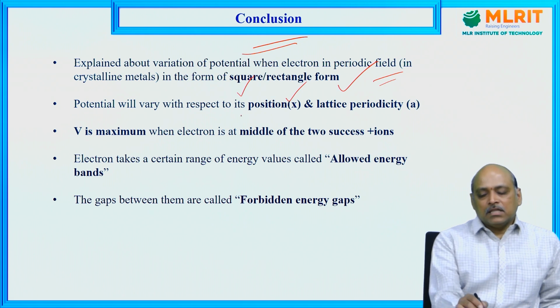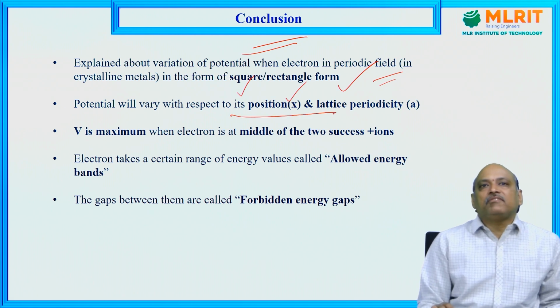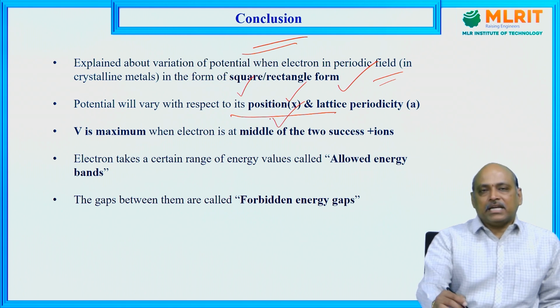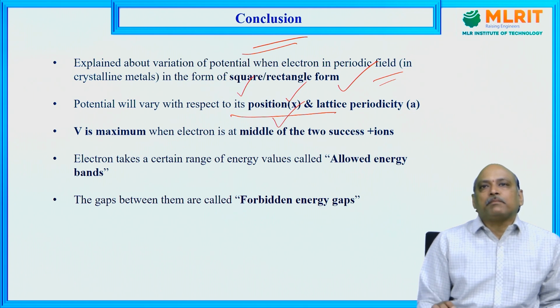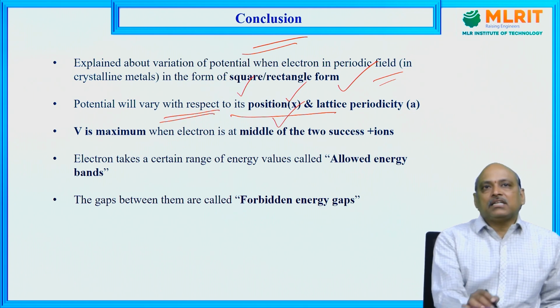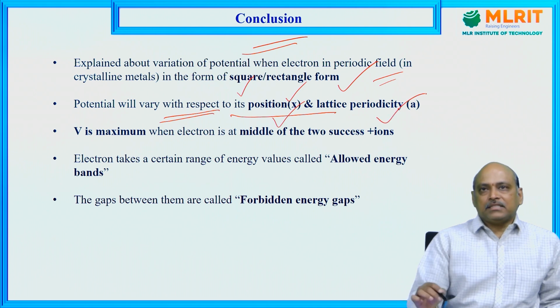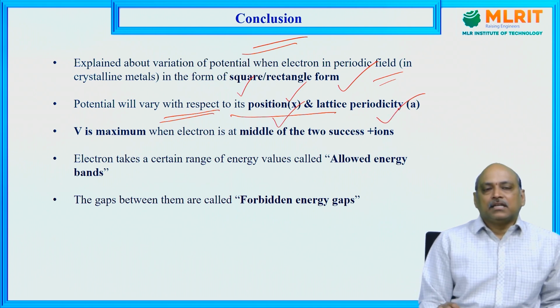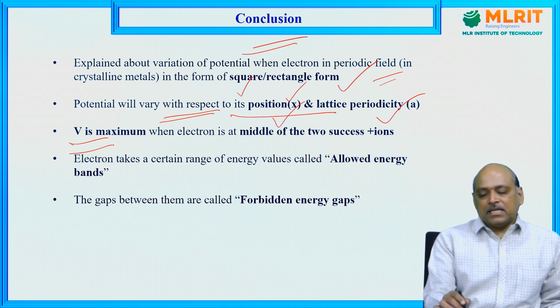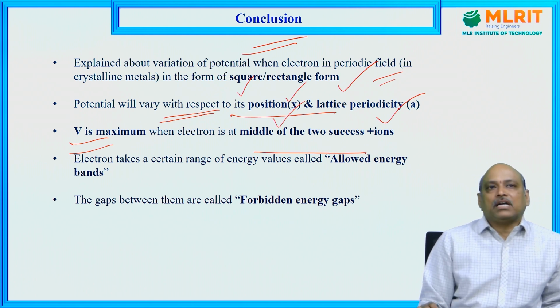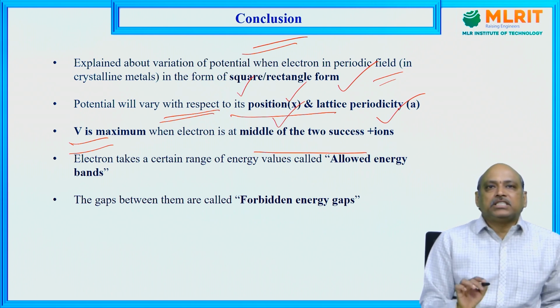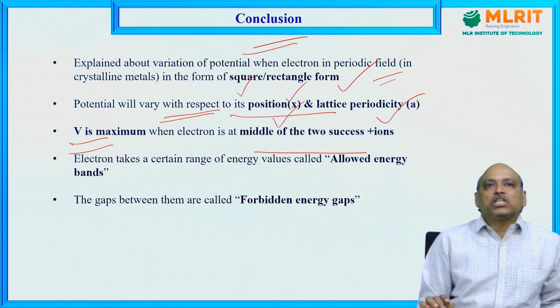The second one is that the variation of potential energy of a moving electron depends on its position, where it is located. If it is located exactly at the center of the positive ion site, the potential energy can be taken as 0. If it is located far away from that positive ion site, the potential energy is maximum. The potential of that electron varies with the periodicity of the lattice. And the third one is that Vmax can be expected in the middle of two successive positive ions, and V is 0 when the electron is at a positive ion site.